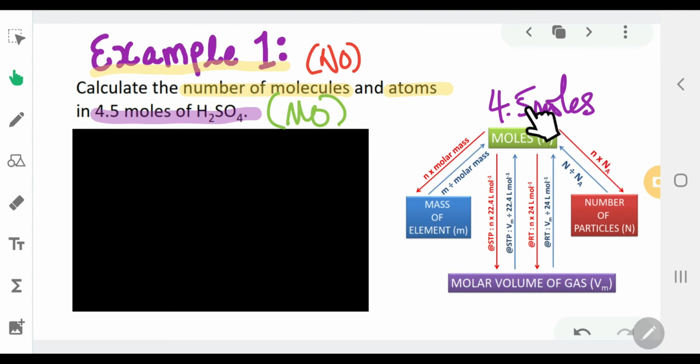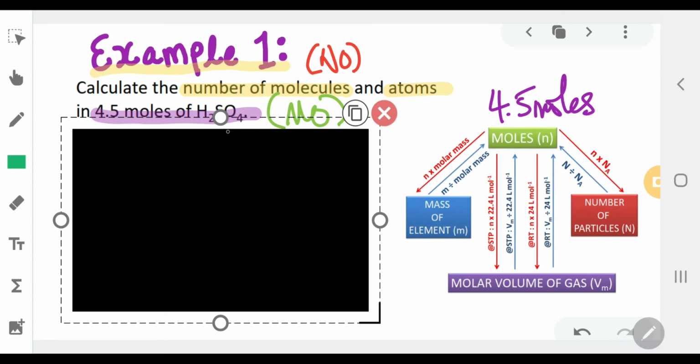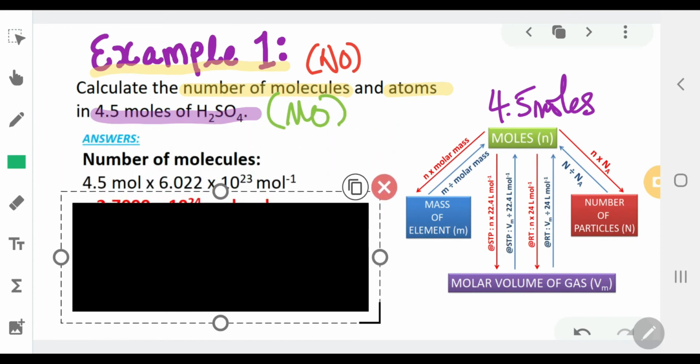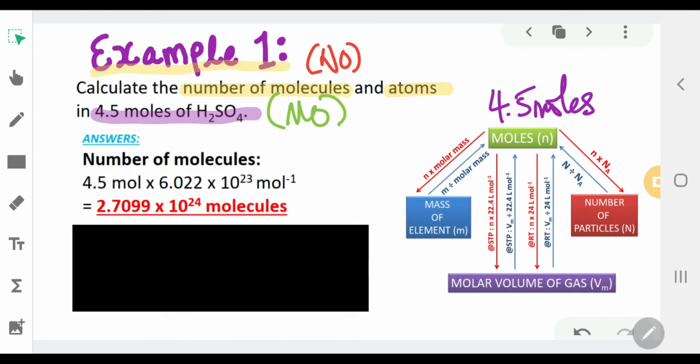So you're going to times this number with the Avogadro's constant to find the number of particles. Remember, you need to find the number of molecules first. So this is the molecule. H2SO4 is the molecule. Okay. So that is the answer for the number of molecules. You're just going to take the 4.5 mole times with the Avogadro's constant, then you get the number of molecules.